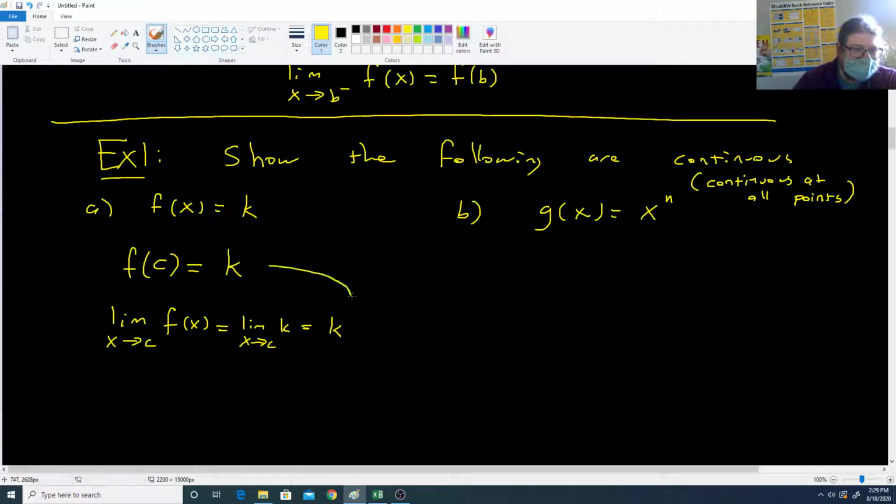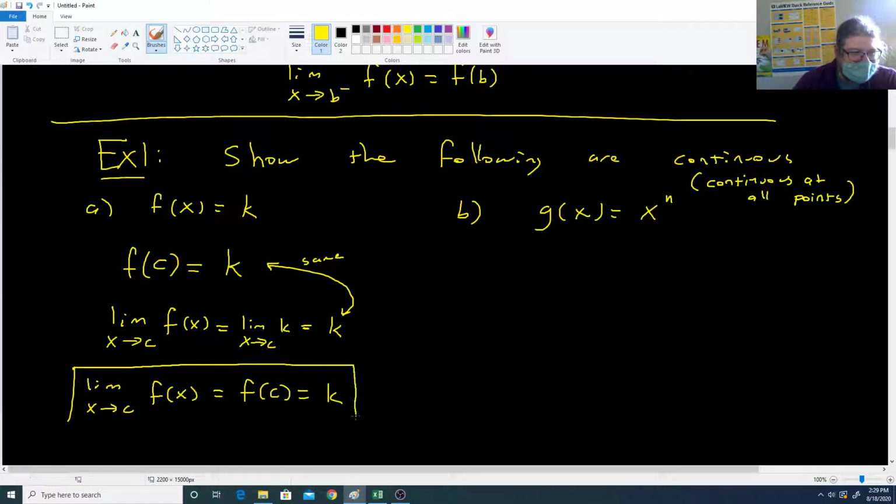So these two things are the same, so we are continuous, and we'll write it up as the limit as x approaches c of f of x equals f of c, and those both equal k, so we have our function is continuous. We showed the two-sided limit, limit as x approaches c of f of x, is the same as the function value. They both happen to equal k. So everything checks out, so our function is continuous.